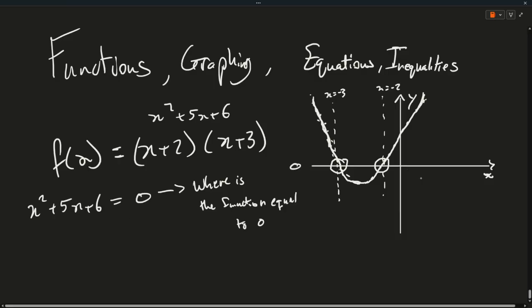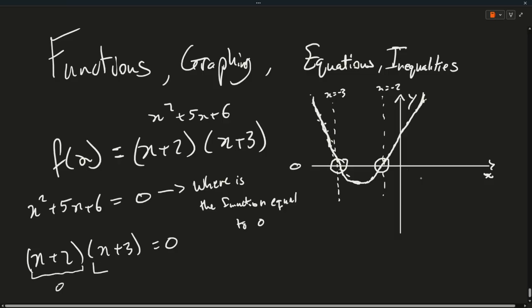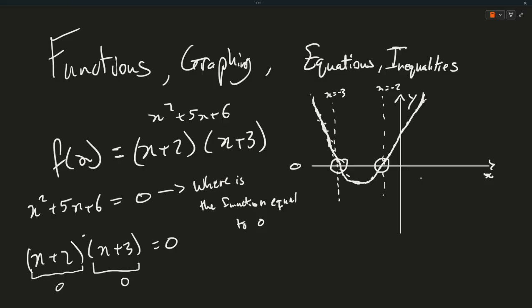We know that, by the way, because once we had it factorized, this equals 0, and essentially what we say is that this can equal 0 when one of two things is true. Either this whole thing is equal to 0, or this whole thing is equal to 0, because anything multiplied by 0 will simply be 0. So x plus 2 is 0 when x is minus 2, and x plus 3 is 0 when x is minus 3. Should be a minus. There we go.